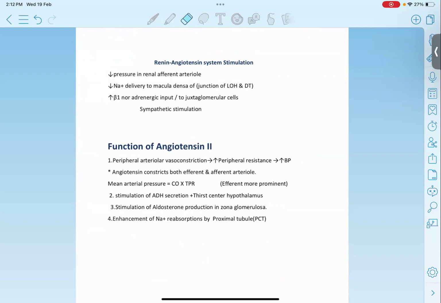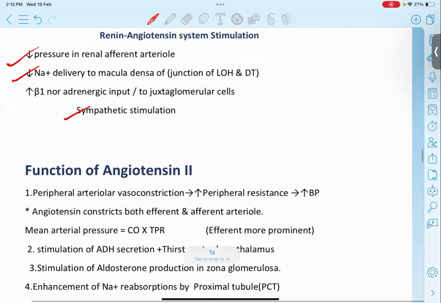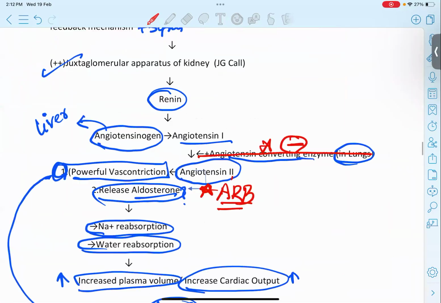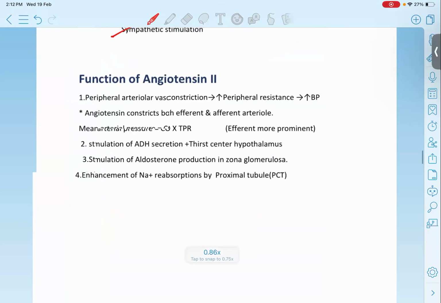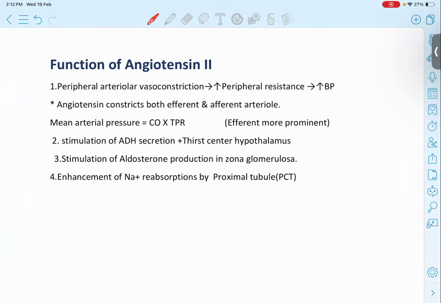Stimulation I have already discussed. If there is a fall or increase of pressure, that is the myogenic; decreased sodium, that is the tubuloglomerular; and the sympathetic stimulation, that is the stimulation. Next is, so this is very, very important. I shouldn't even need to mention, I already told you everything. Every step from here you need to understand, and that's very easy actually.